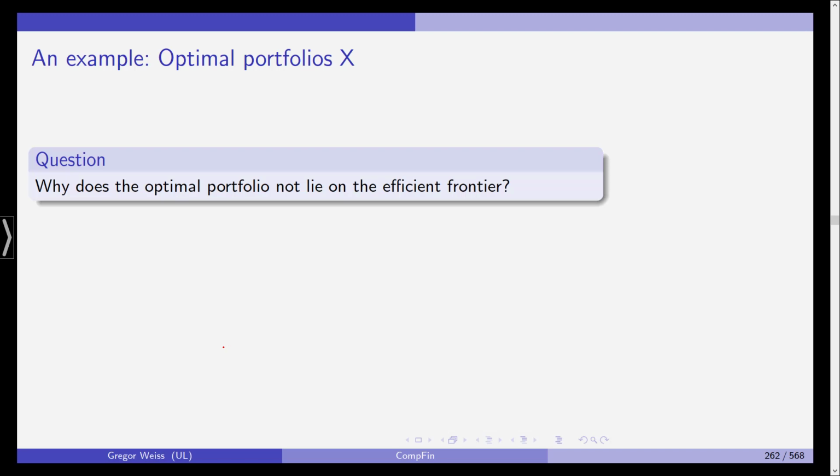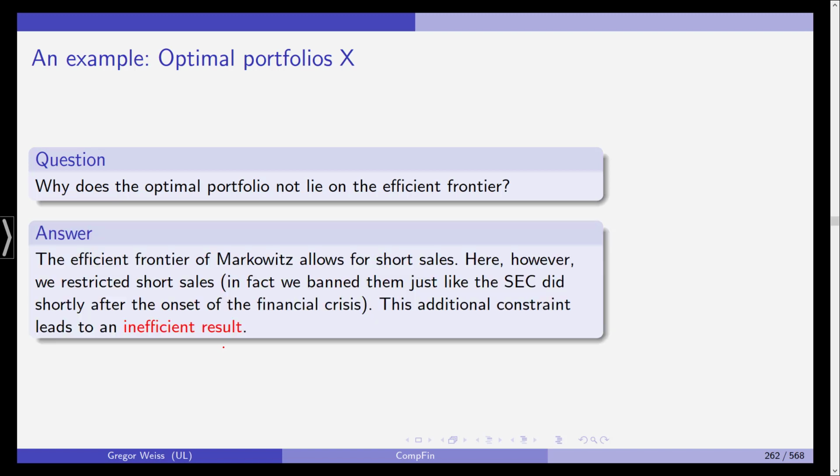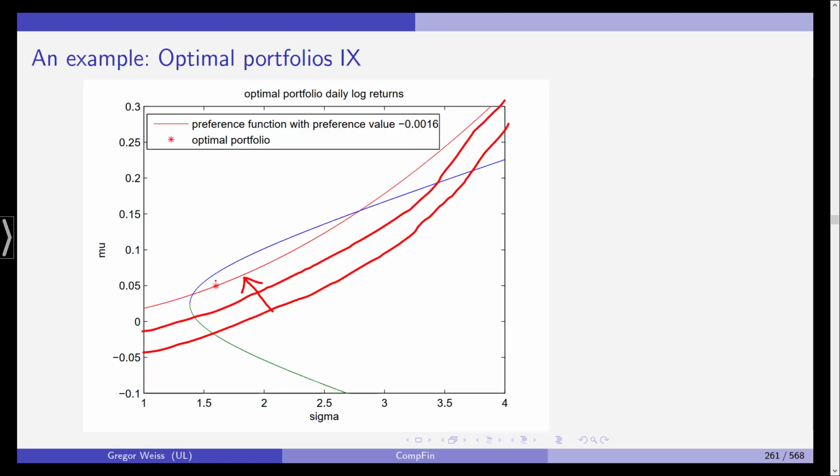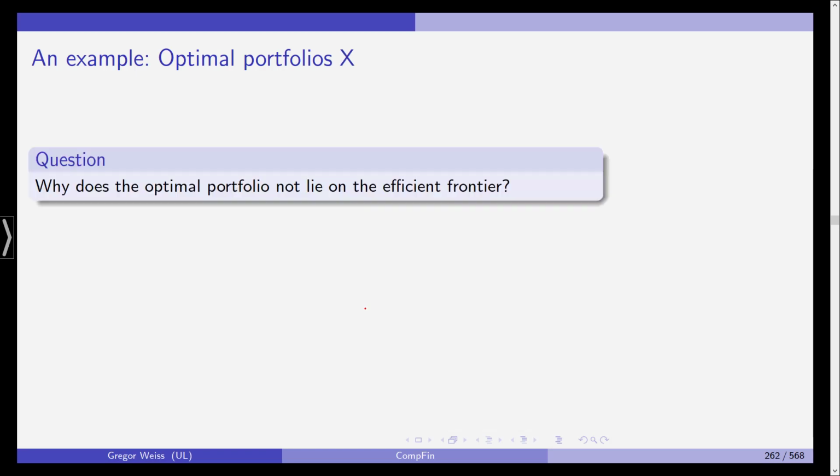Okay. Now, why does the optimal portfolio not lie on the efficient portfolio? The efficient frontier of Markowitz allows for short selling. Again, we didn't allow short selling. We restricted them, just like the SEC did in the financial crisis. This constraint of no short selling leads to an inefficient result. That is why we are here, and not maybe on this function here, where we have the tangent of the preference function with the efficient frontier.